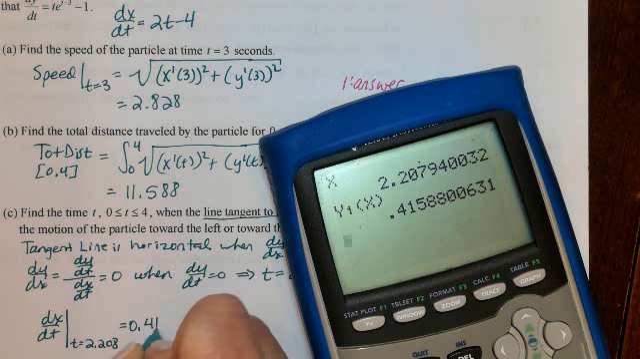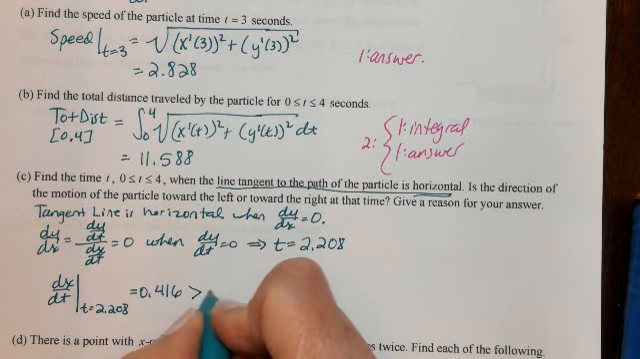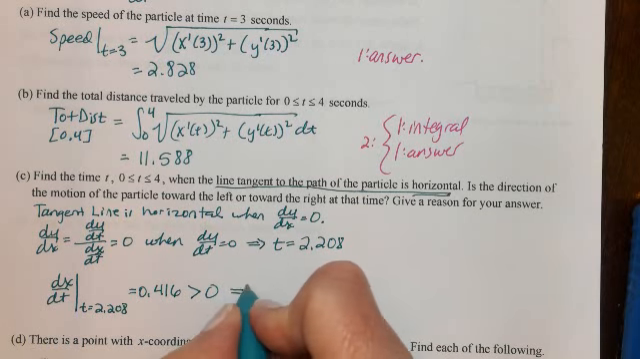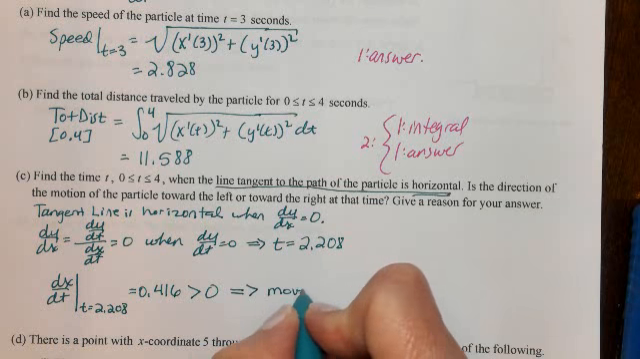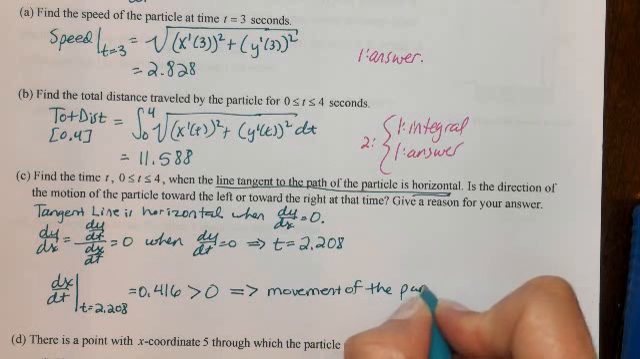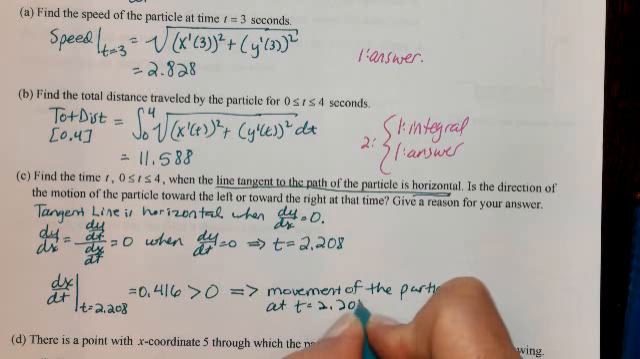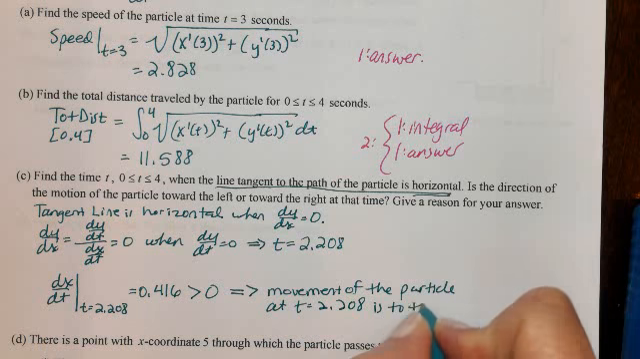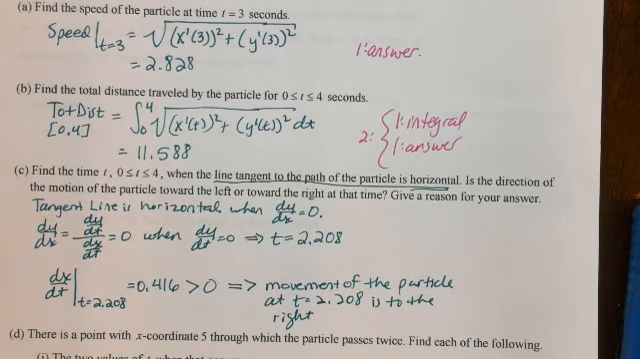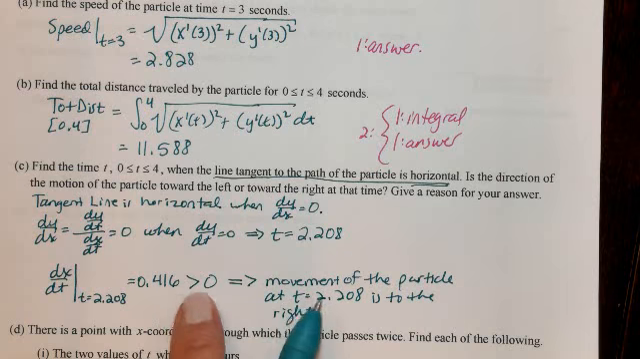This tells AP I did type it in and I got a number there that is greater than 0, which means the movement of the particle at time 2.208 is to the right, because the dx dt was positive. I gave a reason because of that.